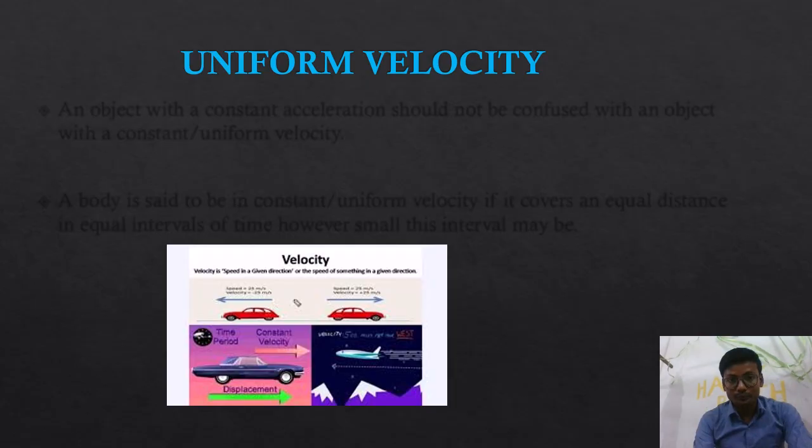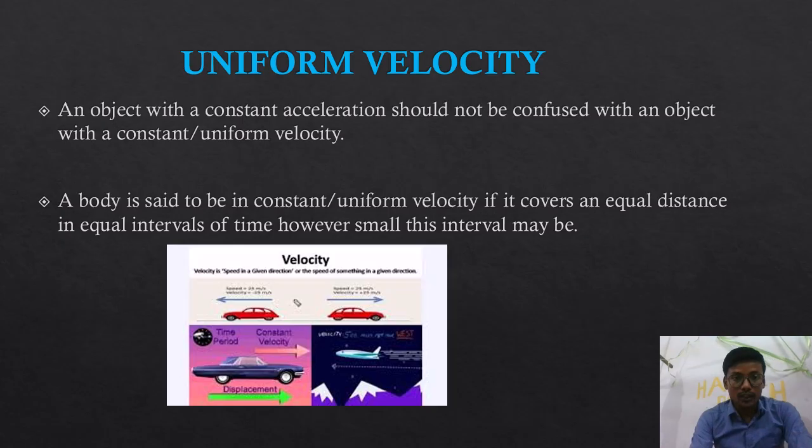Uniform motion, uniform velocity. Uniform means the same velocity. A body is said to have constant or uniform velocity if it covers equal distances in equal intervals of time, however small the interval may be. So what is uniform velocity? If a body or object covers the same distance in the same interval of time, it is called uniform velocity.